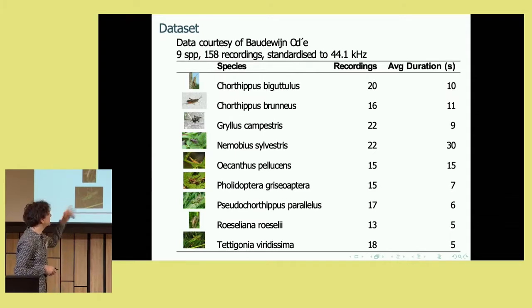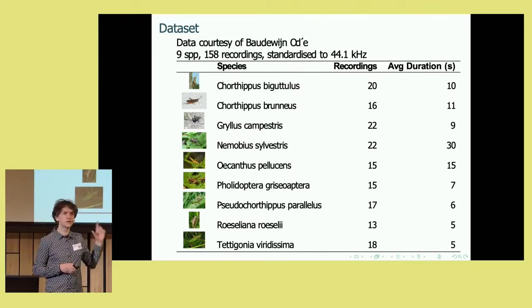And so we have these 9 species here, and the number of recordings and the average duration listed there. One of the things that we did in this is to standardize the recordings to 44 kilohertz. This is something that I think will come up when we think about applying machine learning to Orthopteran bioacoustics in future, because of course these different species make sounds with different bandwidths. Some are quite ultrasonic and some are not.